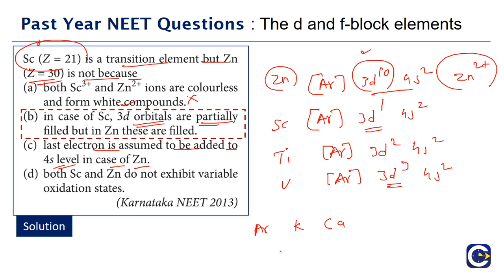Potassium is what? Argon 4s1. Calcium is what? Argon 4s2. After filling the 4s level only, we will start filling electrons into 3d. So this is also not correct. Then, both scandium and zinc do not exhibit variable oxidation states. No, this is also not the reason. We categorize elements like vanadium, scandium, titanium, iron, cobalt as transition elements because they have partially filled d orbitals.